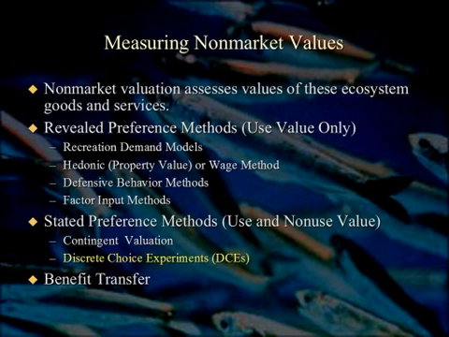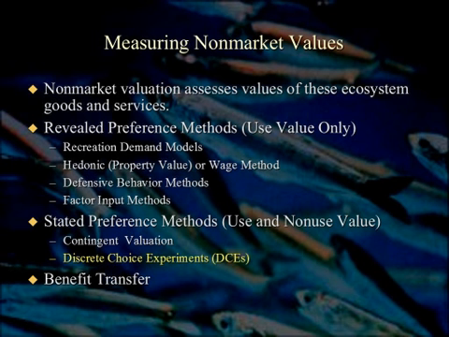Okay? There are a lot of different ways we can measure values, right? And I'll just mention some of these. We're going to talk about one of these today, right? So first we think about revealed preference methods. These only measure use values. In other words, activities associated with things people do, with observable activities. And the reason is that revealed preference methods measure values based on observable behavior.